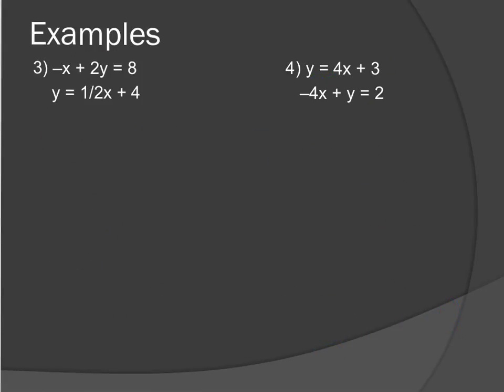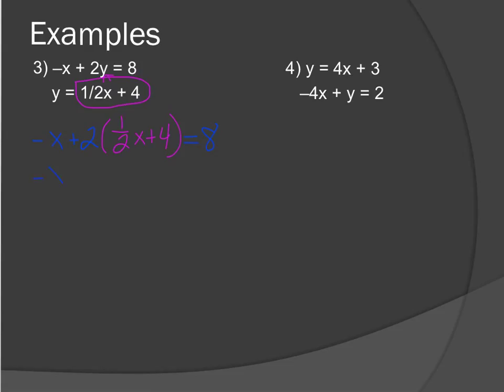All right, and here are our last two examples using substitution. So number 3, in the second equation, y is by itself. So we're going to take that 1/2 x plus 4 and substitute it in where y is in the first one. So rewriting my first equation, I have negative x plus 2. Then I'm going to substitute in for y. I need parentheses here. And so y is 1/2 x plus 4. And then we finish the equation, equals 8. Because the first equation said take 2 times what y is. So that would be the whole thing.